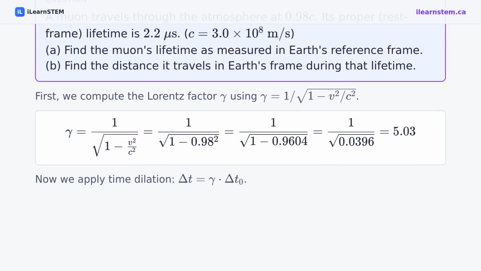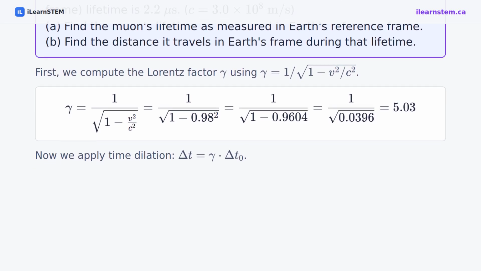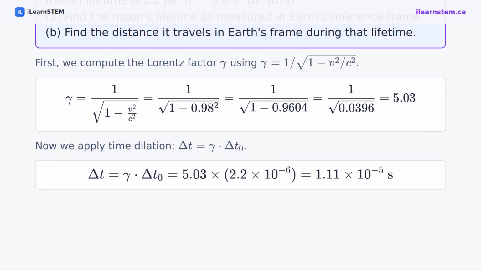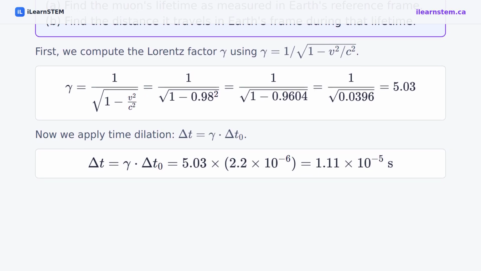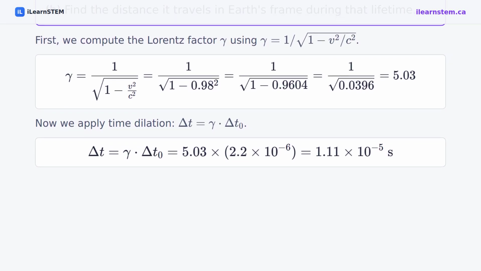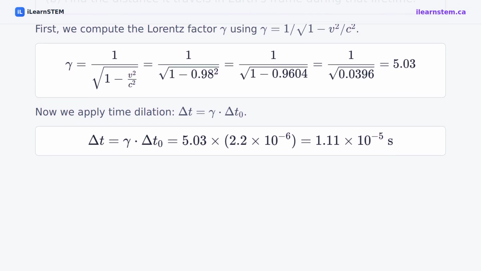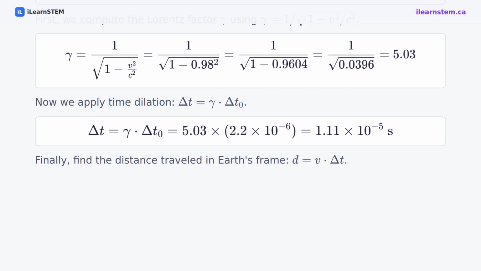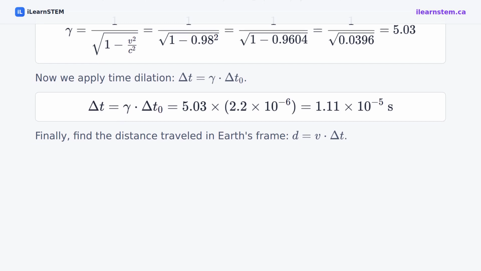Now we apply time dilation. The dilated lifetime in Earth's frame is gamma times the proper lifetime. Delta t equals gamma times delta t naught. 5.03 times 2.2 times 10 to the minus 6 gives 1.11 times 10 to the minus 5 seconds, which is 11.1 microseconds. Finally, we find the distance traveled in Earth's frame using distance equals speed times time.